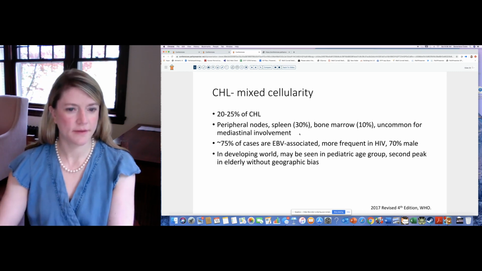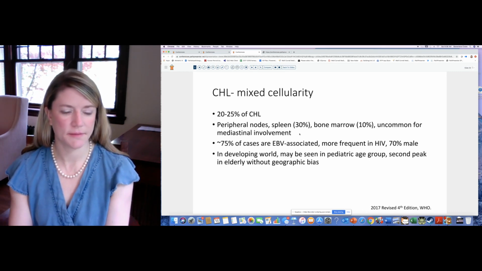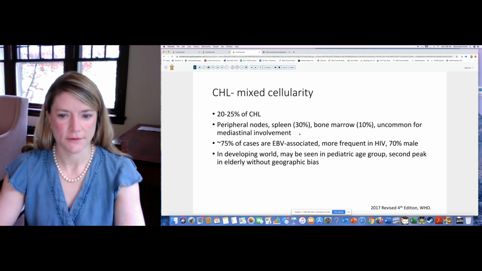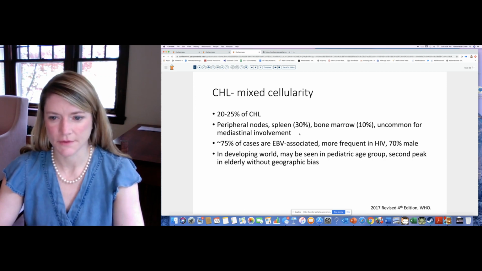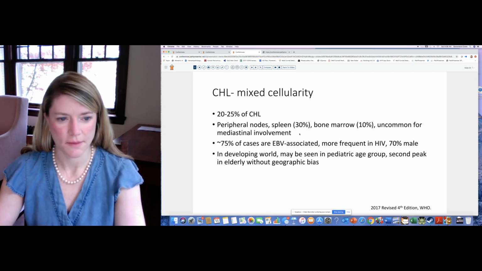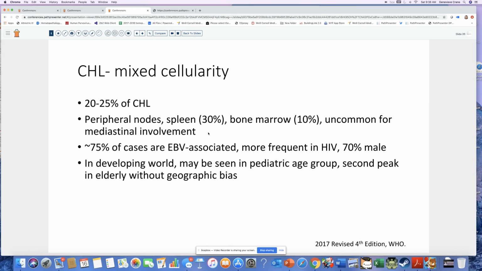The majority of cases are EBV associated. EBV is more common in HIV infection, and the majority of patients, around 70%, are men. This can also be seen in the pediatric age group, particularly in the developing world. There's also a second peak without geographic restriction that's seen in elderly patients.